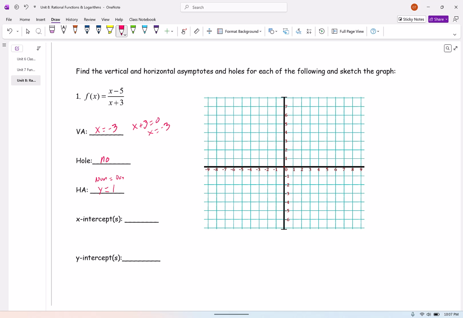Okay, then my intercepts. Remember, my y-intercept is when I set y equal to 0. My x-intercept is when I set x equal to 0. So I take the function, and if I had y equals 0, then I would have 0 equals x minus 5 over x plus 3. I'm still trying to solve for x, and so I'm going to multiply each side by x plus 3.